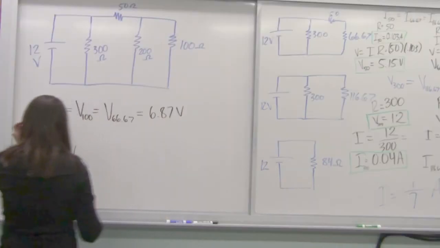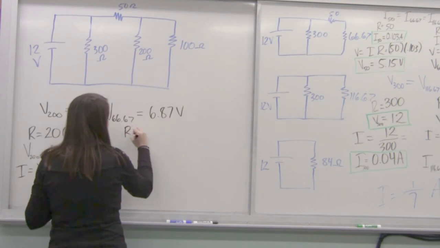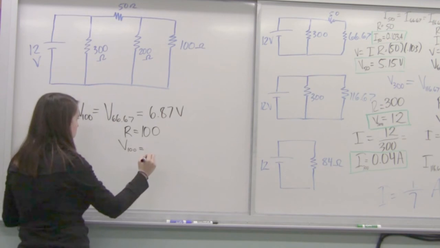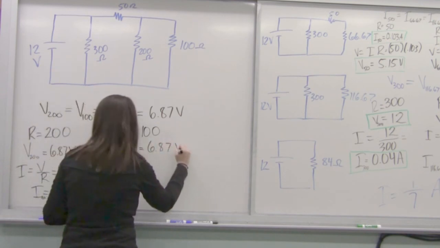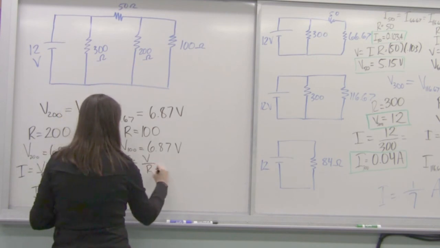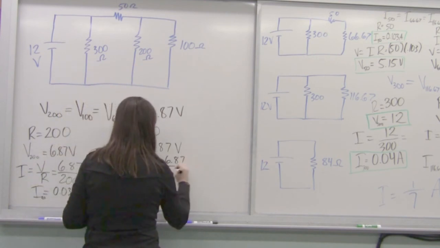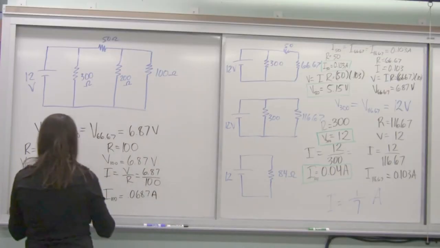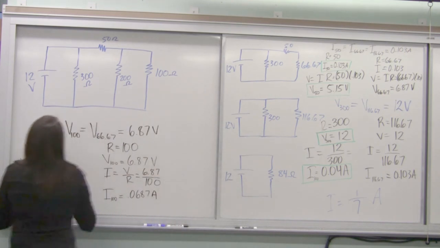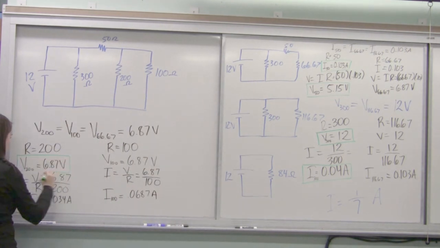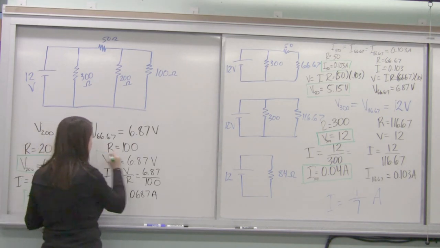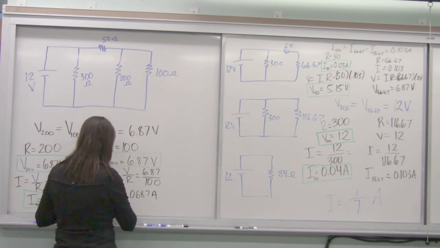And that works out to 0.034 amps. Okay. And then for the 100, I'll go R equals 100. V100 is equal to 6.87. I is equal to V over R, 6.87 divided by 100. All right. And now we can box the answers we wanted. We wanted the voltage across the 200 and the current across the 200, voltage across the 100, current across the 100.